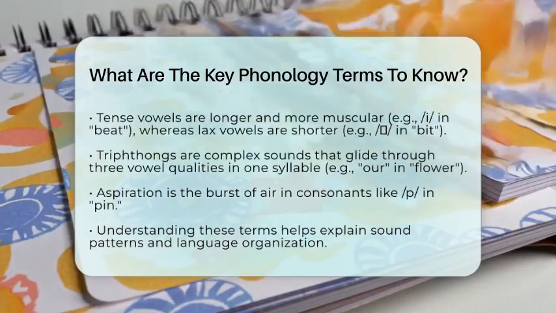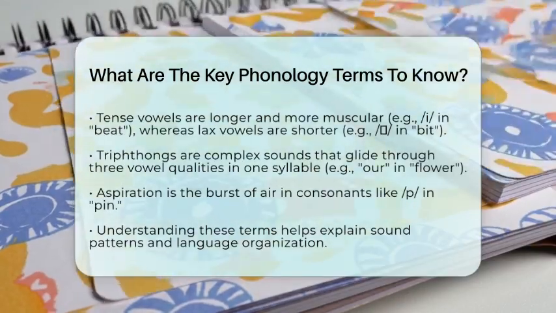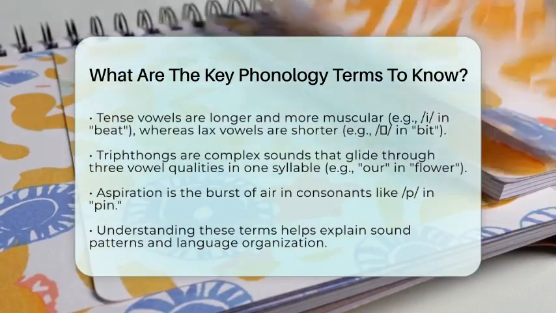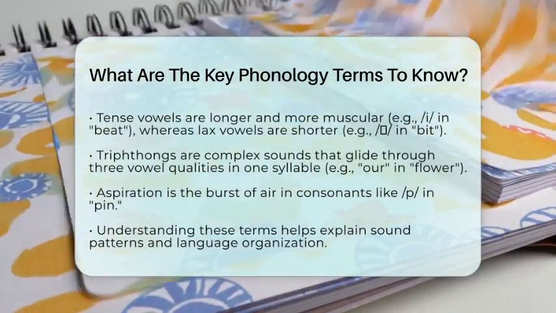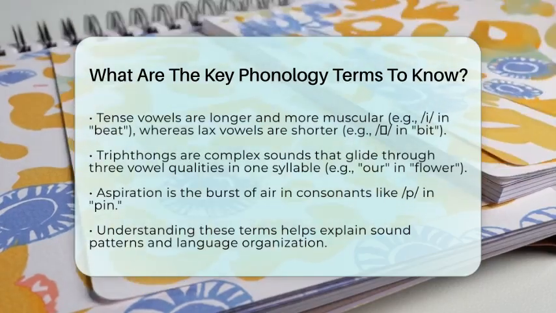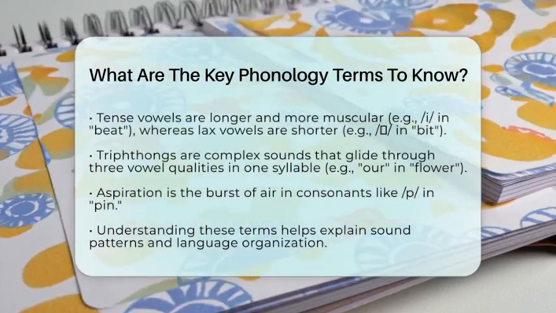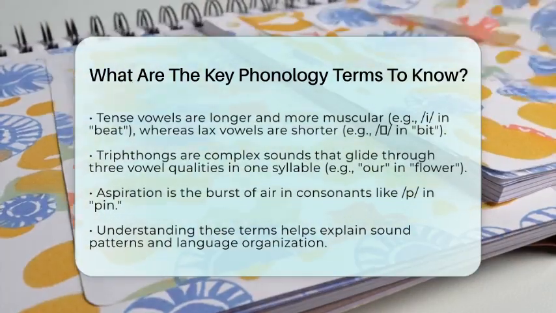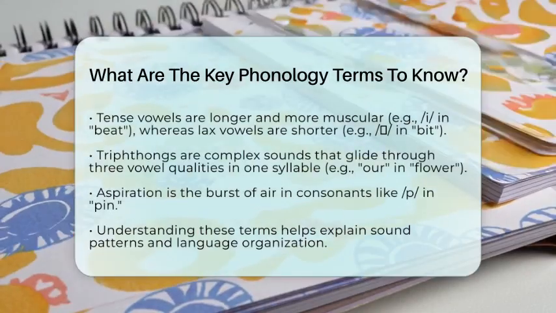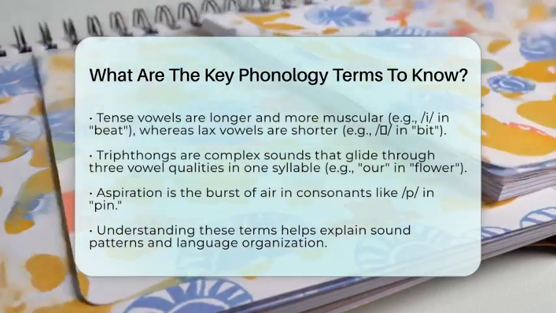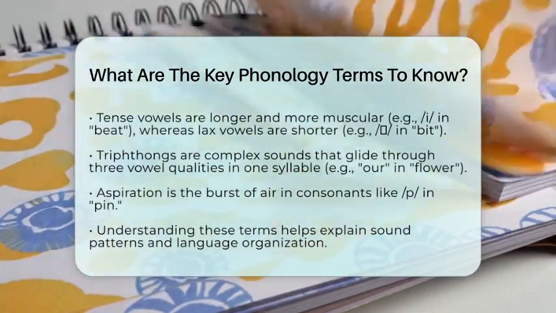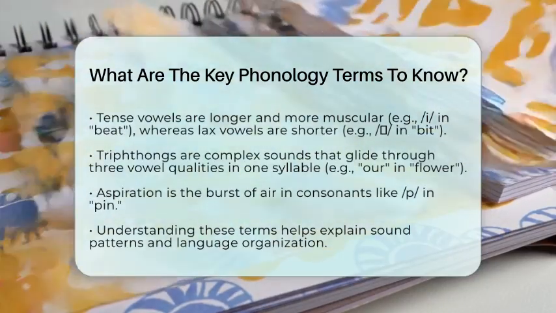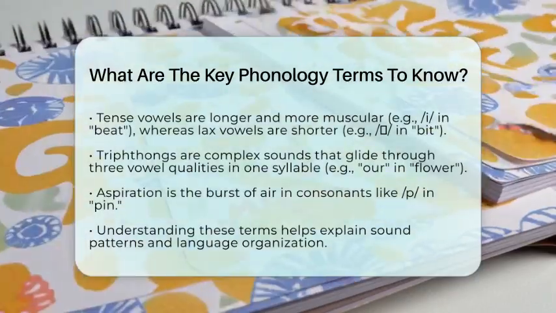For example, phonological rules explain why the T sound in top sounds different from the T in stop. It also helps us see how languages organize sounds and why certain sound patterns exist. So, when you hear someone say, the phoneme K in cat is different from the phoneme B in bat, understand that these are the smallest sound units that change meaning. Or that the T sound can have different allophones depending on where it appears in a word. These terms form the foundation of how linguists analyze and describe speech sounds across languages.